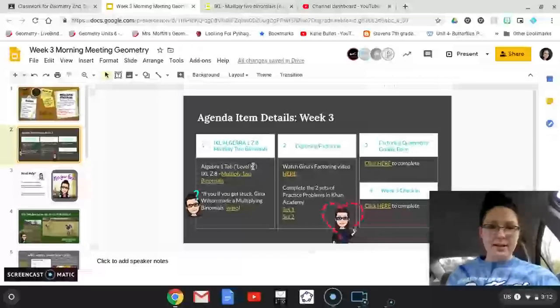Some of you have levels instead of Algebra 1 or geometry written out. If yours says level whatever, then Algebra 1 is level K. So whichever one yours says, it'll either say Algebra 1 or level K. You're going to go to Z8, multiplying 2 binomials.